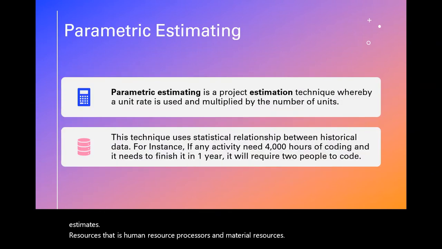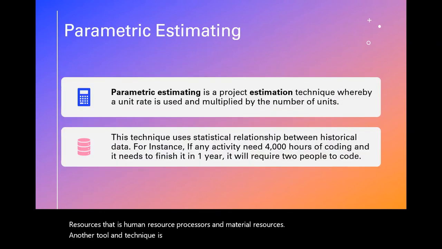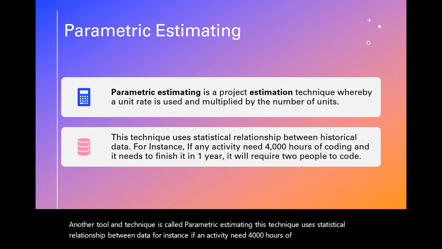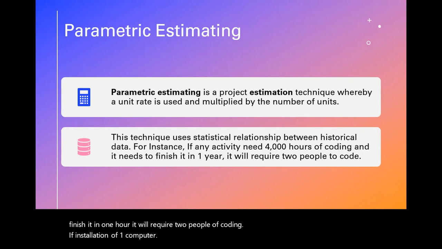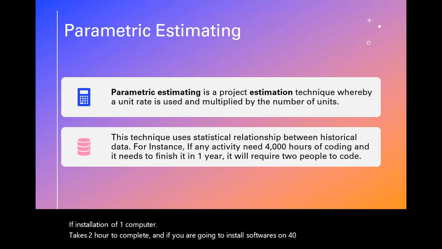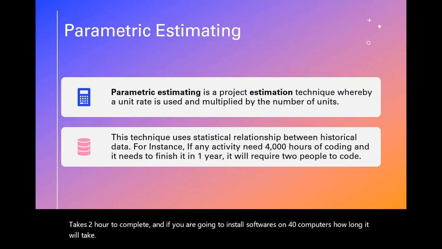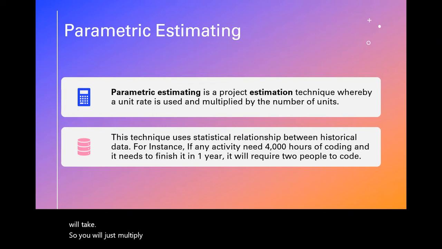Another tool and technique is called parametric estimating. This technique uses a statistical relationship between data. For instance, if an activity needs 4000 hours of coding and it needs to finish in 1 hour, it will require 2 people of coding. If installation of one computer takes 2 hours to complete, and you are going to install software on 40 computers, how long will it take? You just multiply 2 with 40 and that becomes 80.